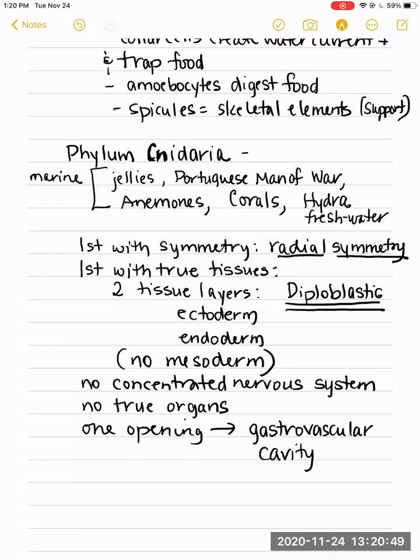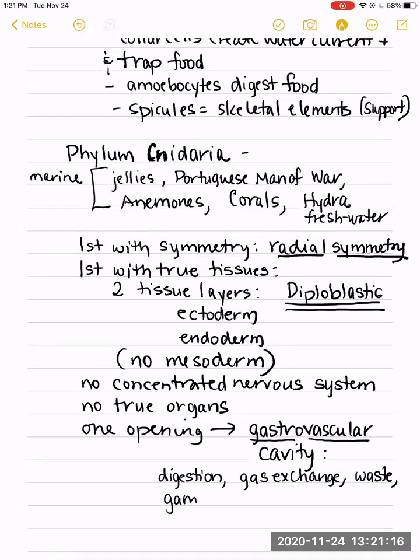Let's look at this word, gastrovascular. That implies digestion and circulation. So several things happen in that gastrovascular cavity. That's where all food is going to get digested. So digestion takes place there. Gas exchange. Waste products are going to go into the gastrovascular cavity. Gametes are going to get discharged into the gastrovascular cavity for reproduction. So those are some characteristics that were advancements over the sponges.